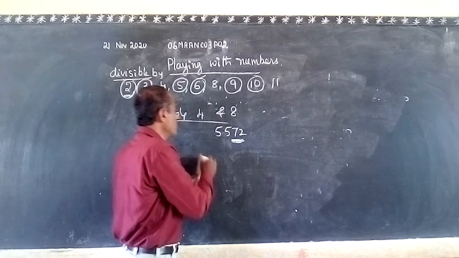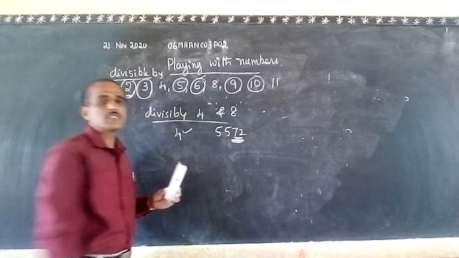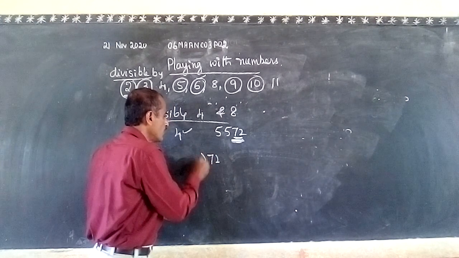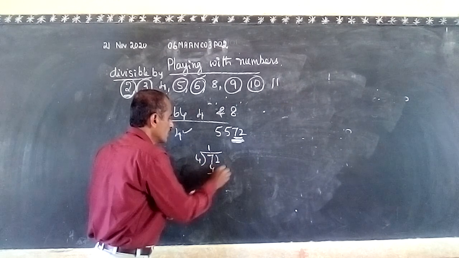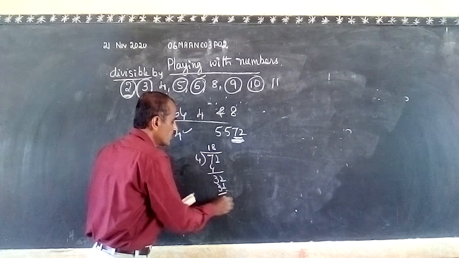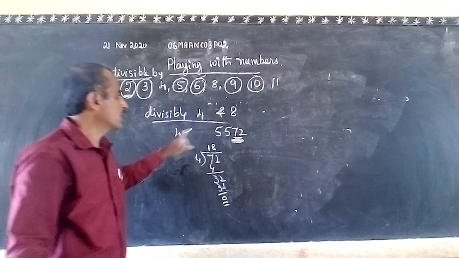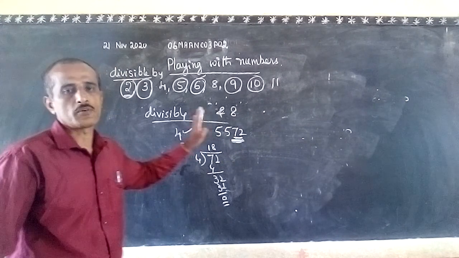5572, whether it is divisible by 4, to check what you have to do? If the last 2 digits are divisible by 4, then it is. 72 is divisible by 4, yes: 4 ones are 4, 4 eights are 32, so we can say 0 is the remainder. The 72 is divisible by 4, therefore 5572 is also divisible by 4.